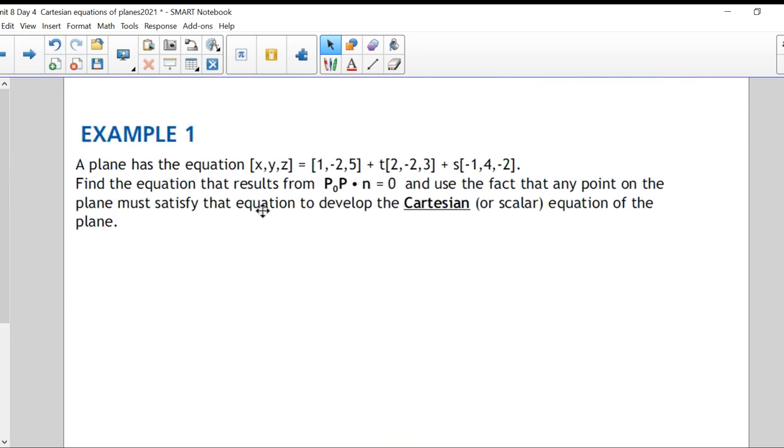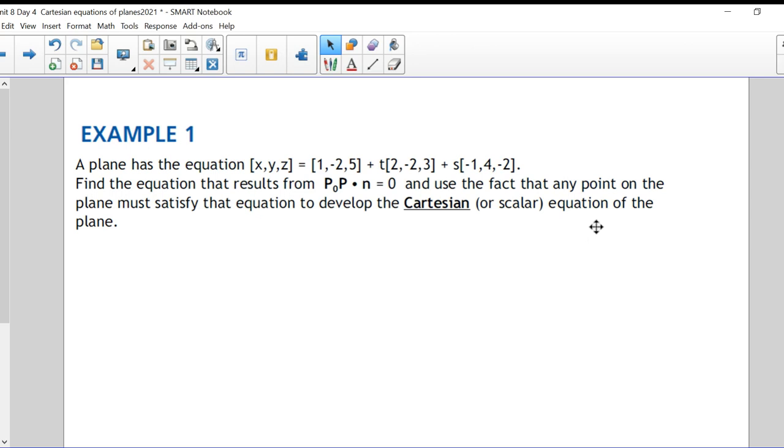So here's a plane that has this equation, x, y, z equals, and they give it to you. Find the equation that results from what we just talked about, the general point multiplied by the normal being equal to 0. Use the fact that any point on that plane must satisfy the equation, and develop the Cartesian or scalar equation of the plane. First things first, we need the normal vector.